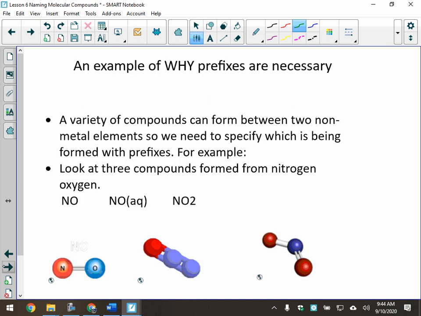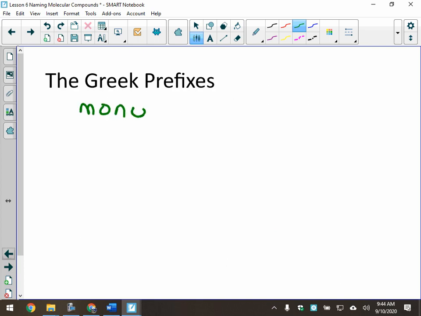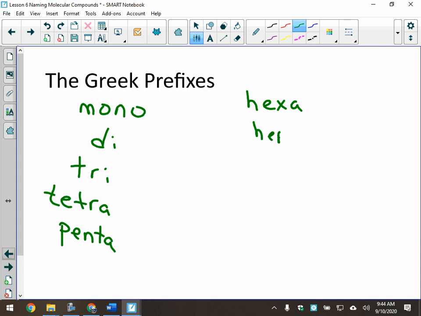The Greek prefixes are, right, do I have those? No, I don't have those. Well, here you go. I thought I did. Sometimes things go missing on me here. Mono, di, tri, those are the first three. Tetra, penta, that is the first five there. Hexa, hepta, octa, nona, and deca. Okay, those are your first 10 there.